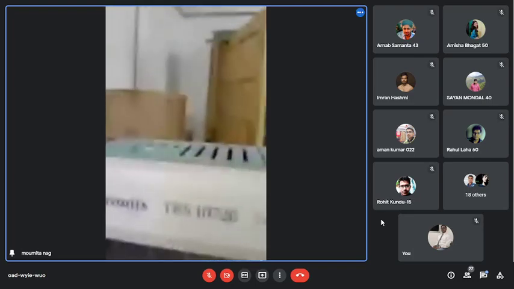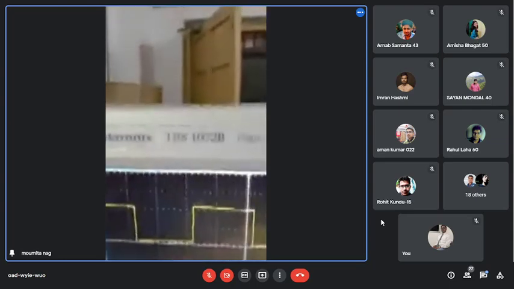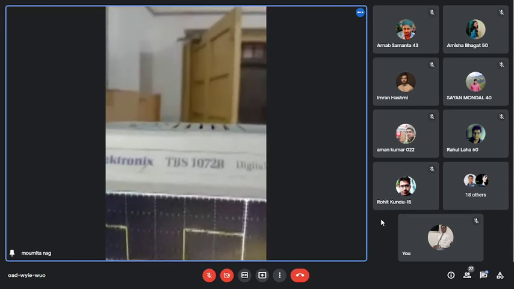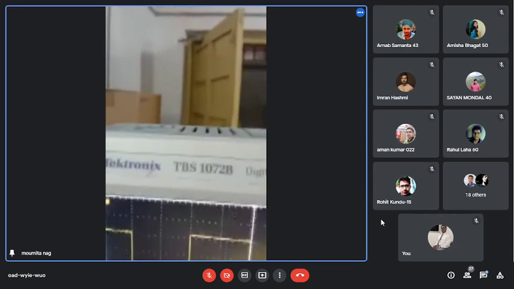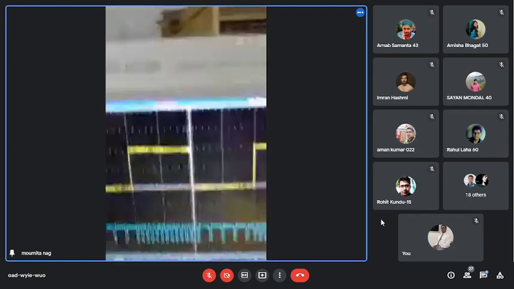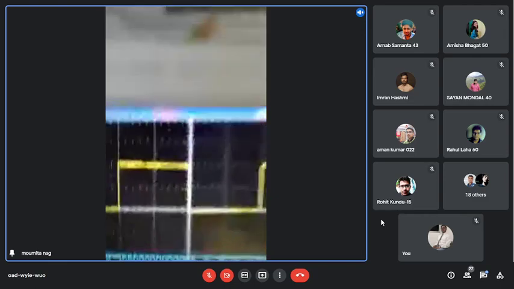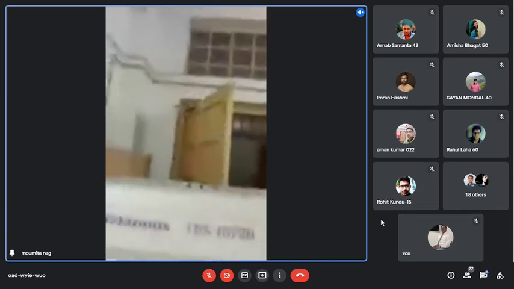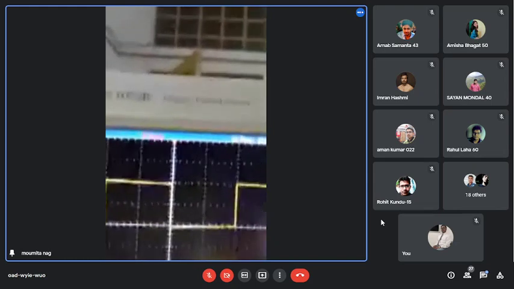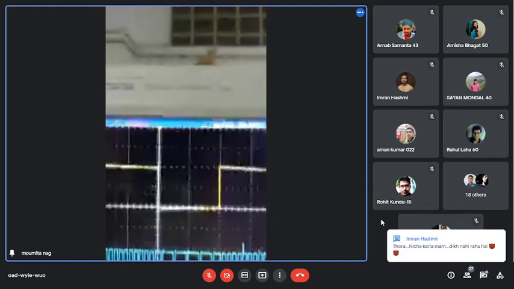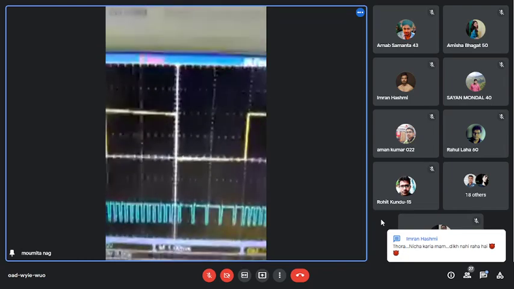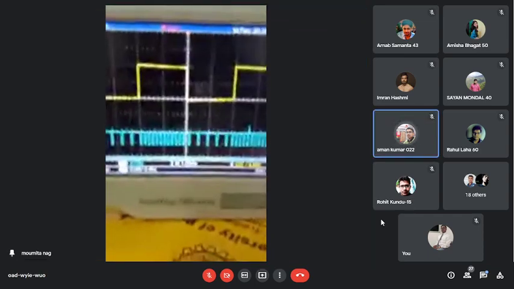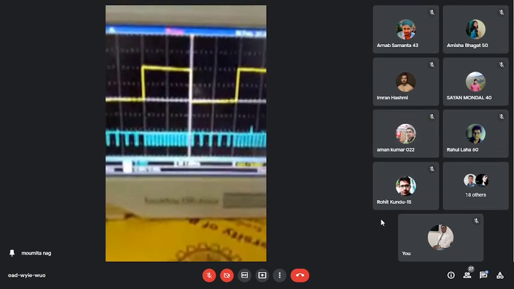Now see the message signal. Now the time per division is 1 millisecond. So how much is the frequency of the message signal? The upper one, the square wave, yellow color. That is the message. Two millisecond. 2 millisecond.